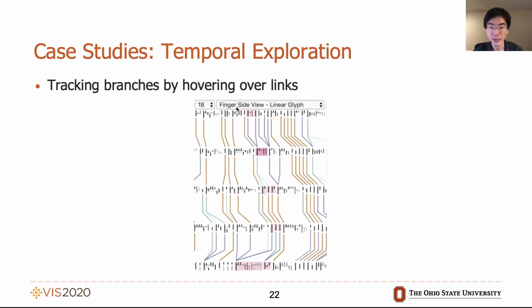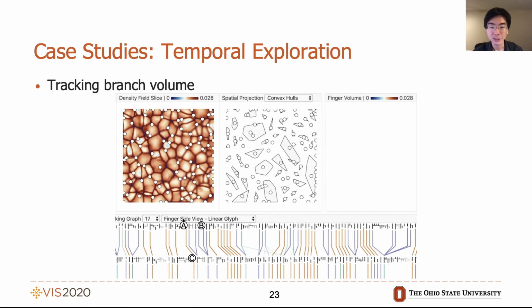The next case is for tracking branches using glyphs in the tracking graph. We highlight a finger with a merging and a splitting event. Scientists can hover over links to identify the temporal correspondence between branches after the merging and the splitting events. Here, this case shows how to track branch volume. A finger with a merging event is labeled. Finger A and finger B merge into finger C at the next time step.